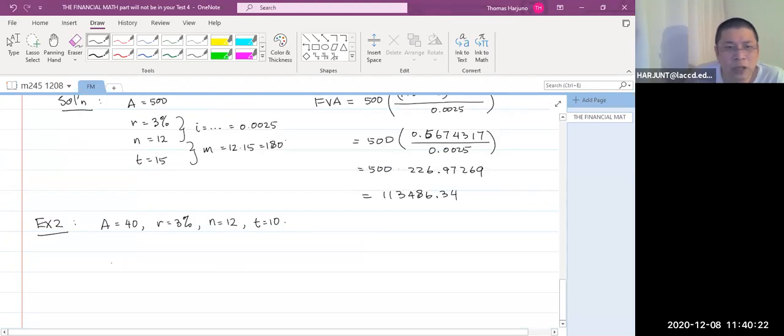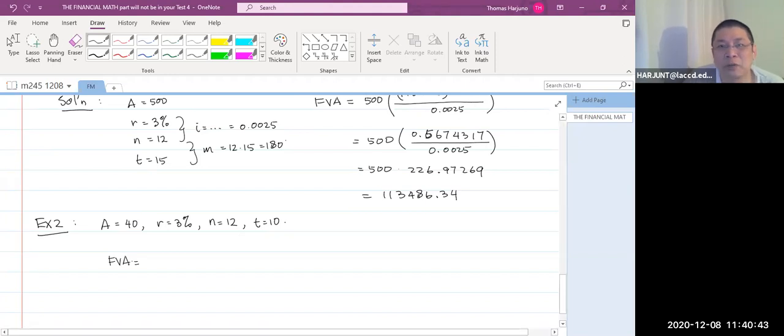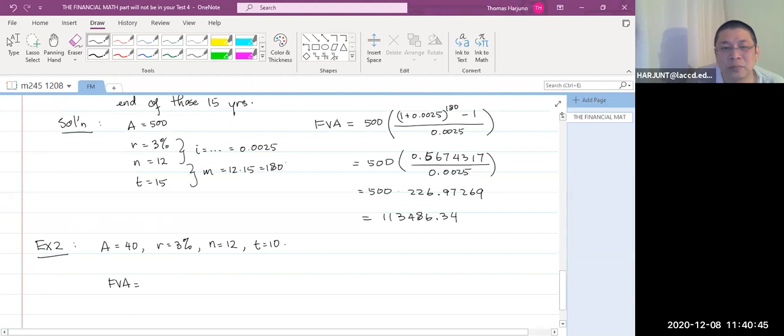How much money do you get at the end of those 10 years? Can you compute that for me? Let's see if that's enough to buy a car. Go try. How many minutes do you want? Should I give you 5 minutes? Yes, 5 minutes, please. So 11:45.